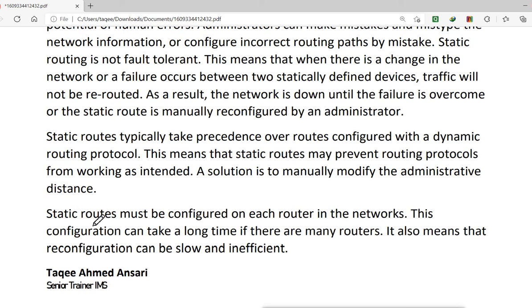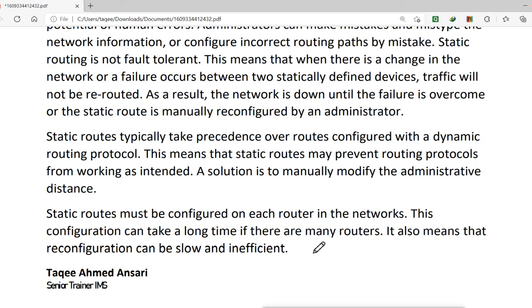Then a static route must be configured on each router in the network. This configuration can take a long time if there are many routers. It also means that reconfiguration can be slow and inefficient. And because we are configuring static routing manually, if you have a complex network and multiple networks with multiple paths, then it will be very difficult to configure properly. And if you change the network, then you also have to reconfigure it, so it will be very slow and inefficient.